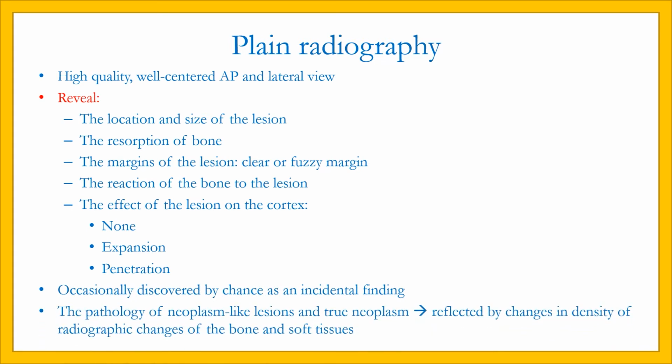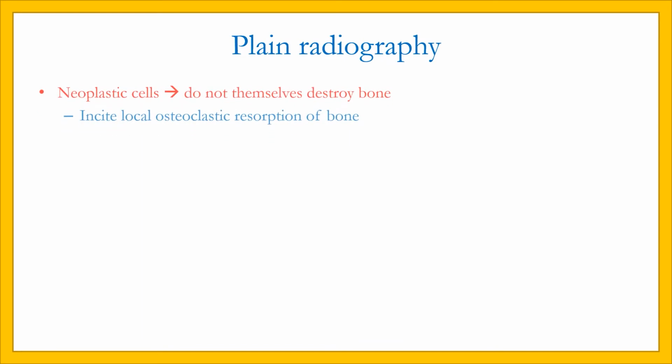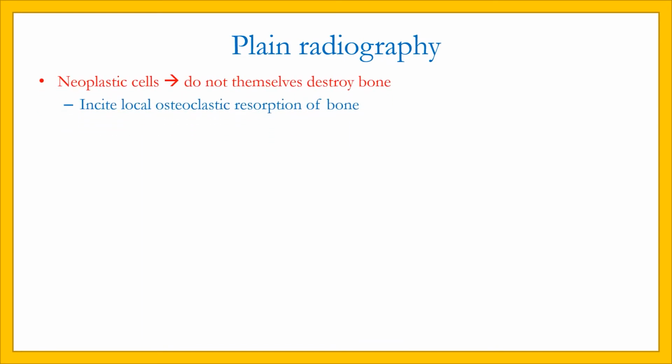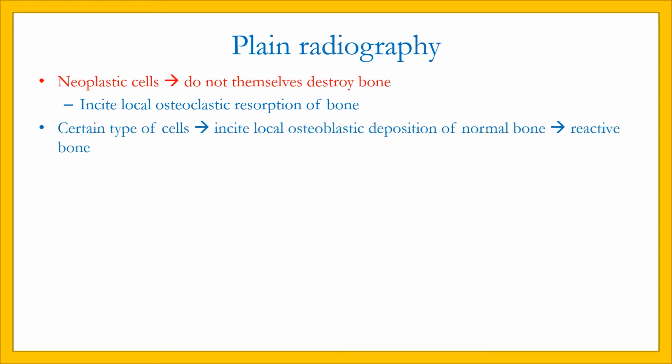The pathology of neoplasm, with lesions and the true neoplasm, is reflected by changes in density of radiographic changes of the bone and soft tissues. Plain radiography. Neoplastic cells do not themselves destroy bone. Inside, there is local osteoclastic resorption of bone. Certain types of cells induce local osteoblastic deposition of normal bone.